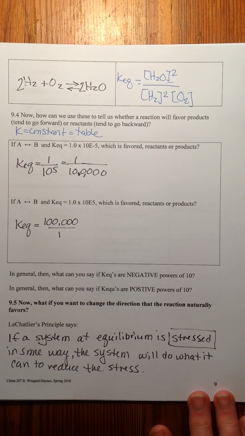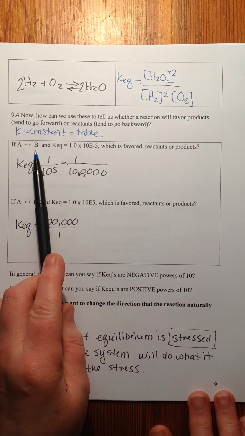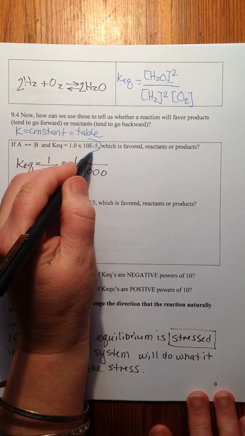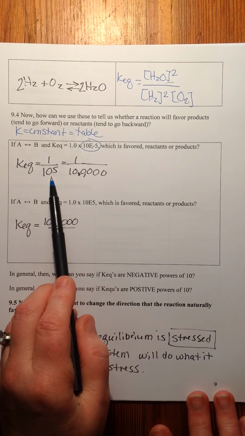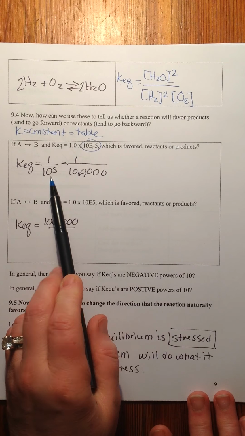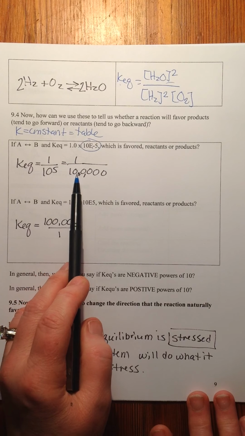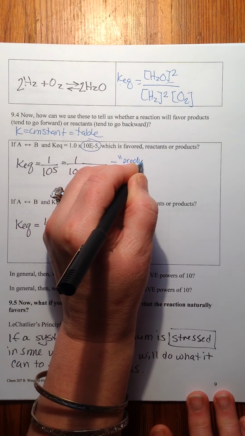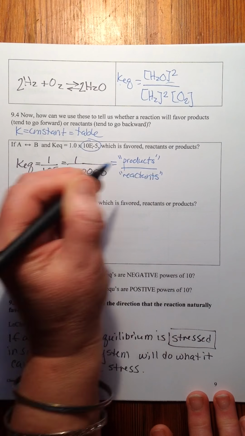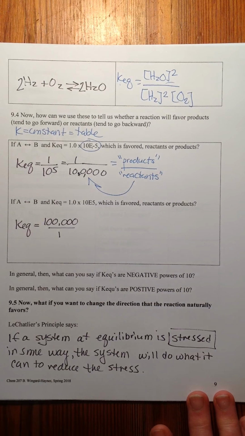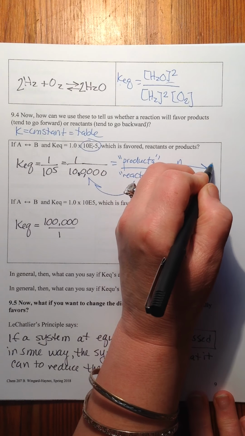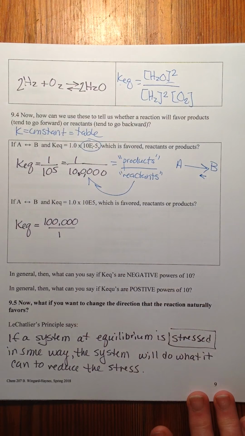So let's say we look up this reaction and it has a KEQ of 1 times 10 to the minus 5th. Well, remember that negative powers of 10 means that that power of 10 goes into the denominator, which is the same as saying 1 over 100,000. Remember, the numerator is products, denominator is reactants, and so this is saying that the reactants are favored, which means that our equilibrium favors reactants and very little of it goes in the reverse.